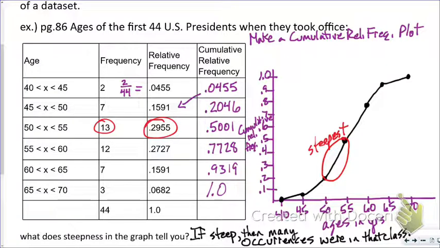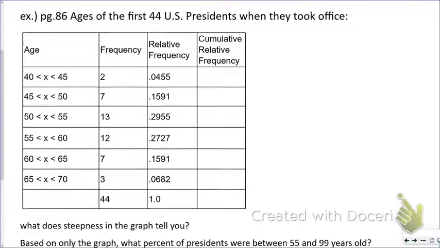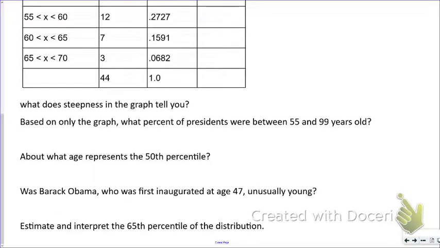All right, I'm going to scroll down, and then I'm going to pull this back. I'm going to get rid of my steepest mark, because we're going to have to make all kinds of marks on this thing. If you made a mark on yours, no big deal. But I'll pull the plot back. We ask a few questions. What percent are between 55 and 99? And also, what is the 50th percentile? So let's answer those two at the same time.